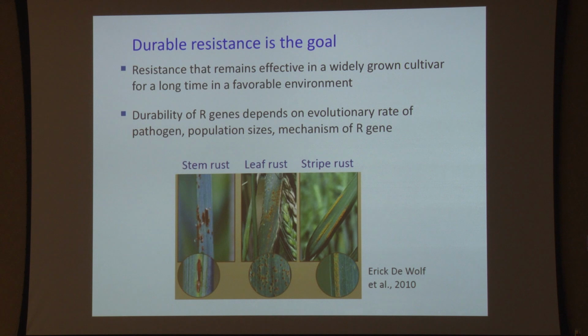Now, the rust diseases are probably the classic example of the use of R genes, and Andrew mentioned this morning with stem rust, how stem rust resistance gene, I think it was Sr31, was effective for so many decades until it was overcome. And we have now various races, or variations of the race, of the pathogen in Africa that has overcome that resistance. And there's leaf rust and stripe rust, all important in different parts of the world.